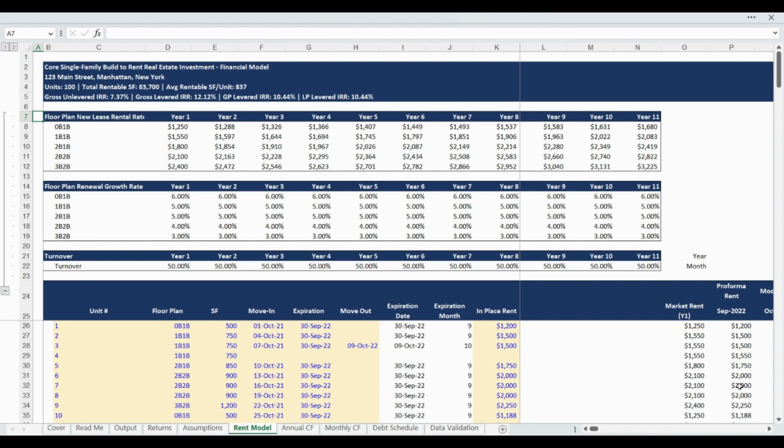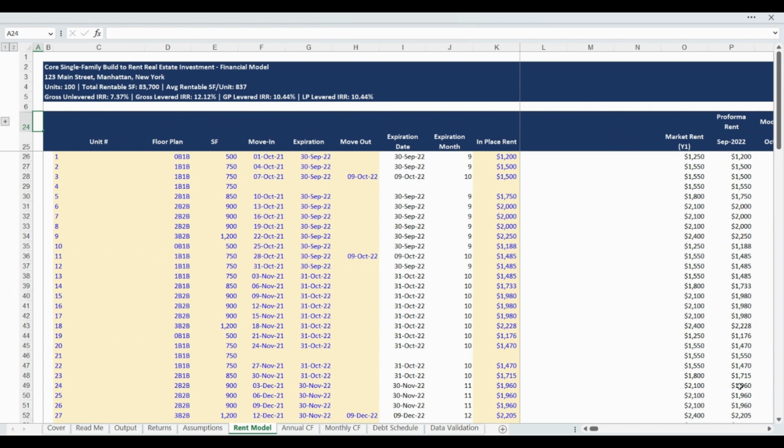The information required from the Assumption tab that has been brought over to the Revenue Model includes the new lease rents by floor plan by year and renewal rent growth by floor plan by year, as well as the annual turnover rate. The information is grouped to be quickly hidden or unhidden, allowing you to focus on your analysis.